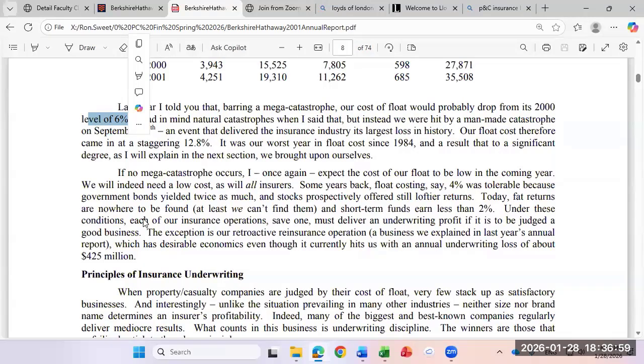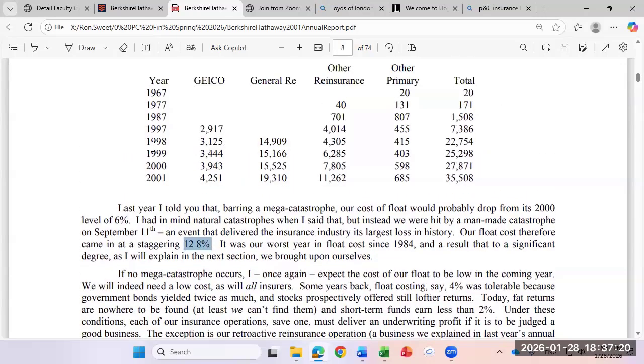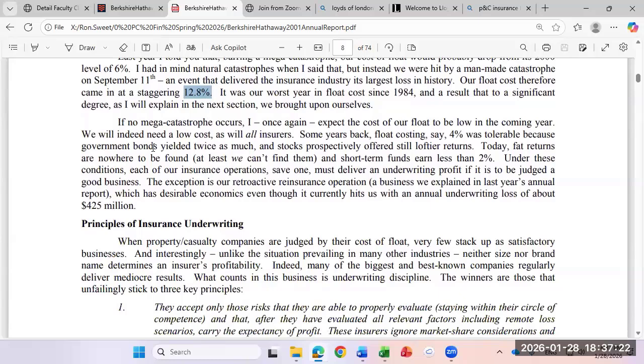Now, I know y'all can do this next one. In 2001, it was 12.8. So what was their combined ratio in 2001? 112.8. All right. The worst year in cost of float since 1984, and a result to a significant degree explain the next. So he's going to explain what happened. Right. Are y'all comfortable with combined ratios?